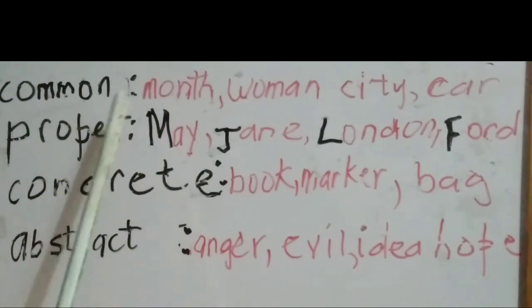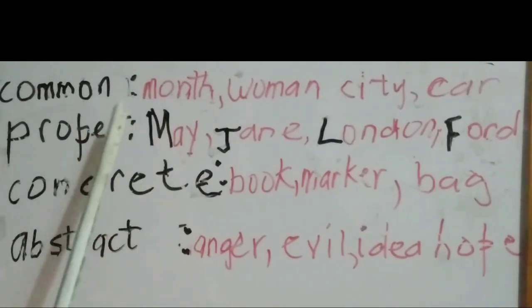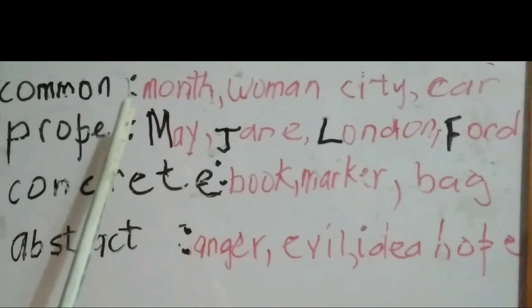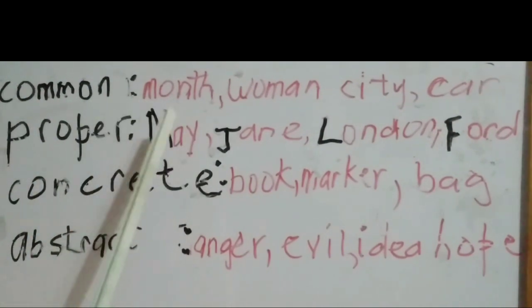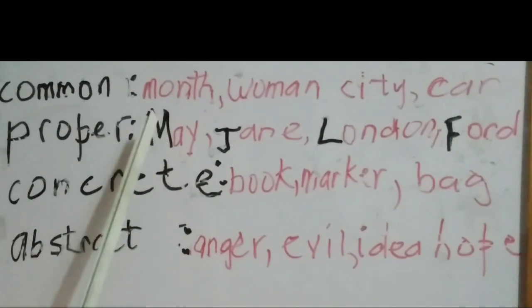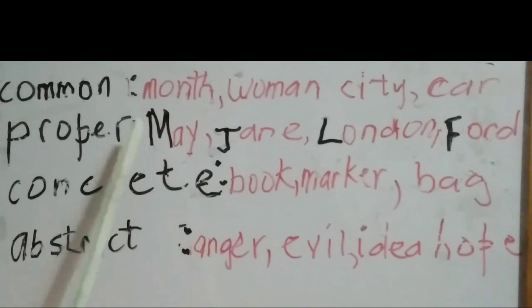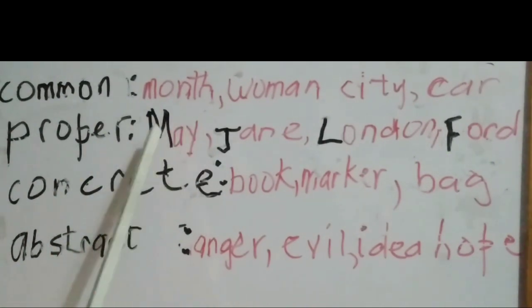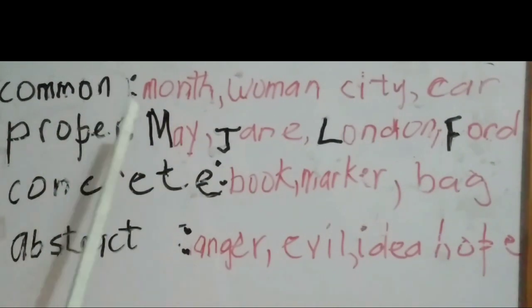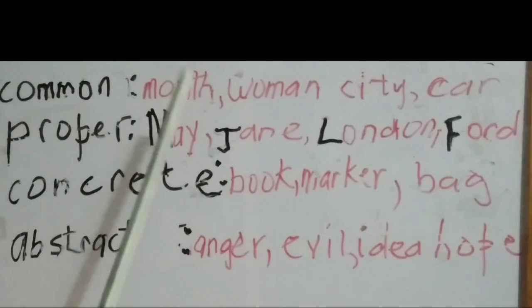So month, we have 12 months of the year, and each of them has a specific name. So we chose to use May. All right, we could say June, July, any one of the 12 months would be proper nouns, and they all begin with capital letters. Every proper noun must begin with a capital letter.